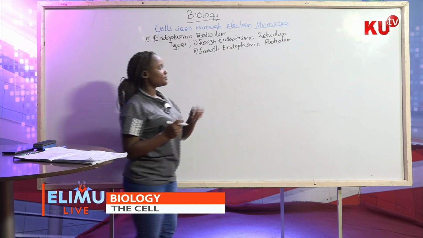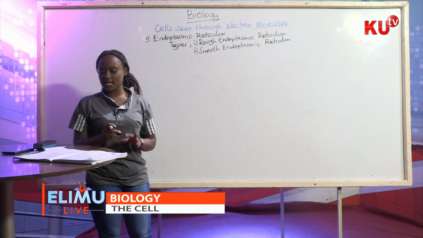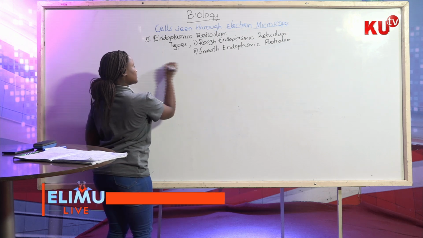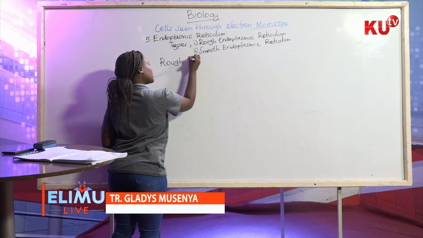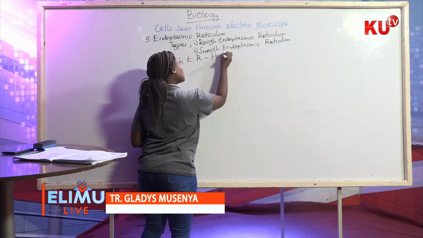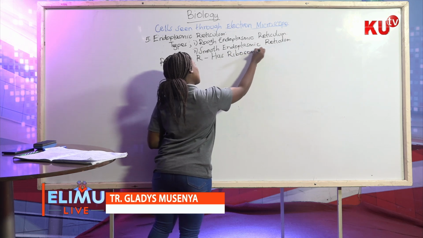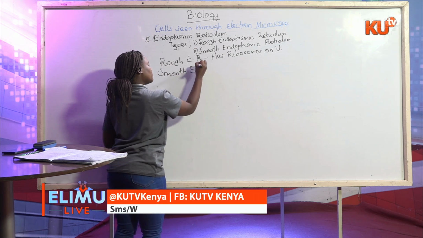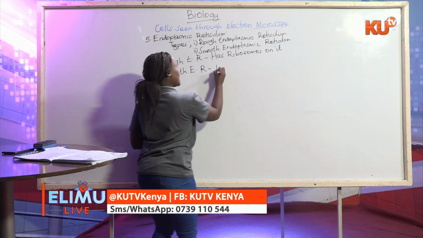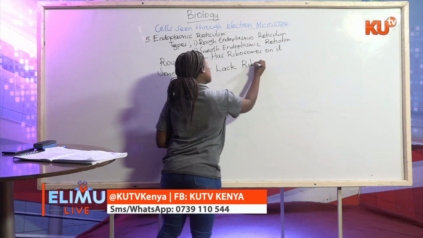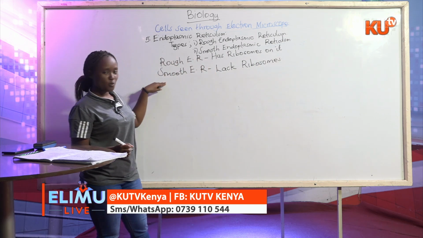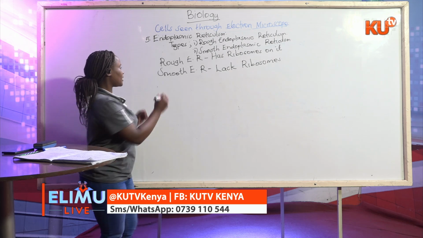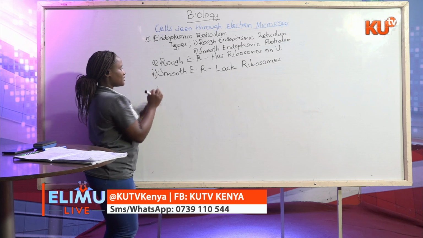Now what's the difference between the rough and the smooth? The rough endoplasmic reticulum has ribosomes on it, while the smooth endoplasmic reticulum does not have ribosomes, which makes it smooth. If it has ribosomes, it's going to be rough, and because it doesn't have, it's the smooth endoplasmic reticulum. This is the difference between the two.